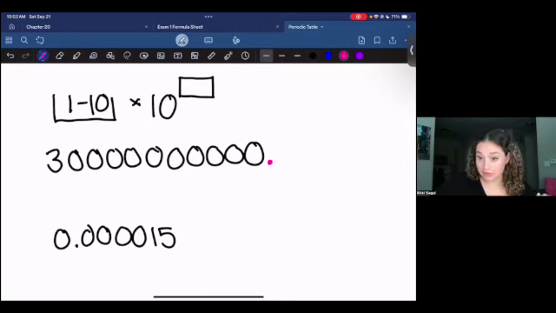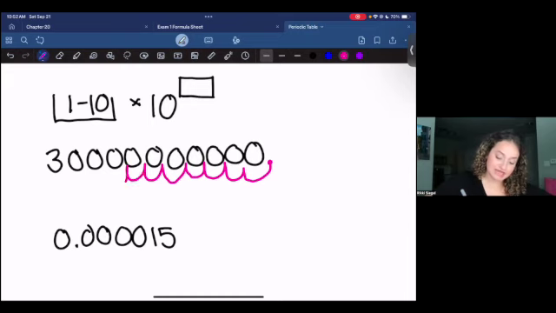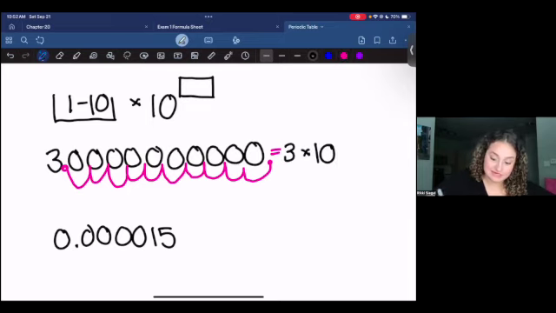So there is a decimal point right here. It's not drawn out because there's nothing after it and all of these zeros are insignificant, which we will talk about in another video. But we want to see how many times we need to move this decimal point to get 3. So we are going to do 1, 2, 3, 4, 5, 6, 7, 8, 9, 10. We moved our decimal point 10 times, and now we have 3 times 10 to the 10th.